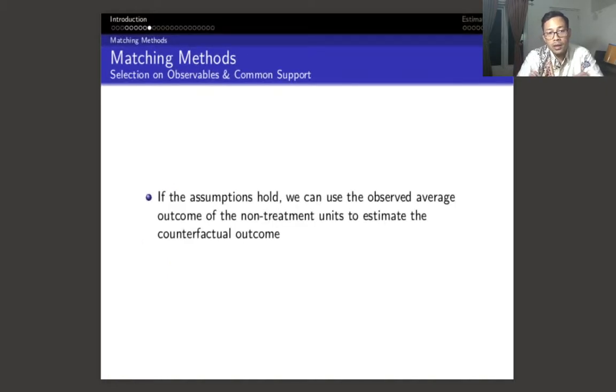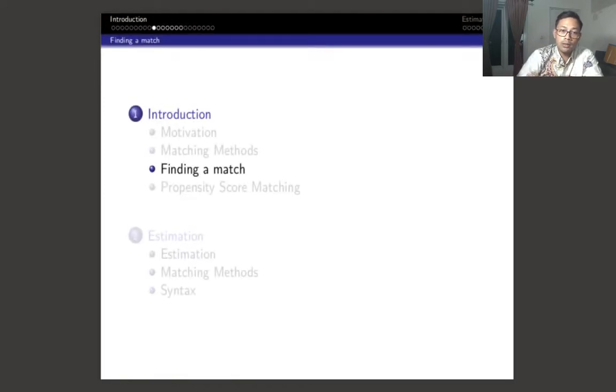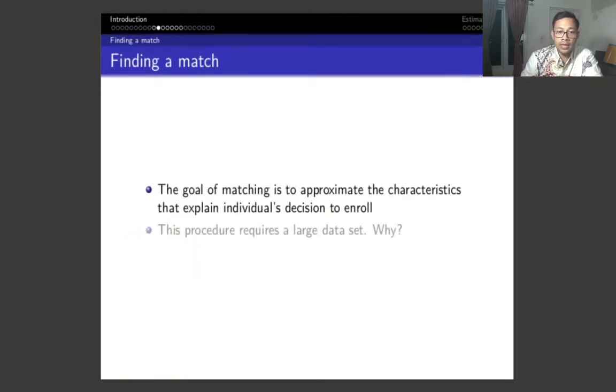So given the two assumptions, selection on observables and common support, if these assumptions hold, then we can use the observed average outcome of the non-treatment units to estimate the counterfactual outcome. Now let's talk about ways to find a match. The goal of matching is to approximate the characteristics that explain individuals' decision to enroll. And this procedure requires a very large data set.